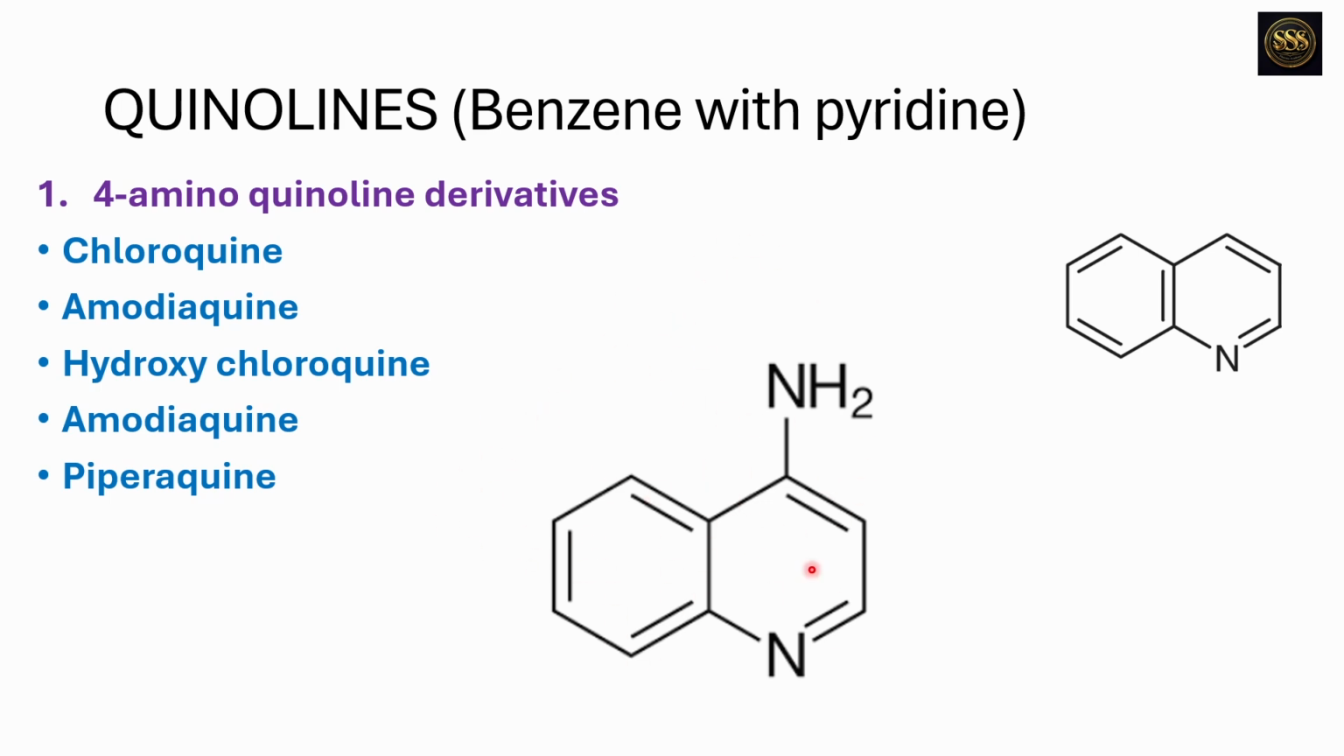Which are the derivatives which come under 4-aminoquinoline? Chloroquine, amodiaquine, hydroxychloroquine, and piperaquine. Amodiaquine is actually repeated two times here. So chloroquine, amodiaquine, hydroxychloroquine, and piperaquine. These are the different drugs which come under 4-aminoquinoline derivatives.